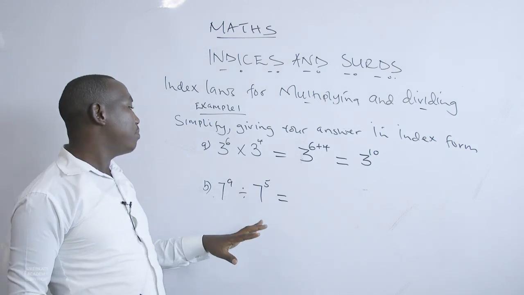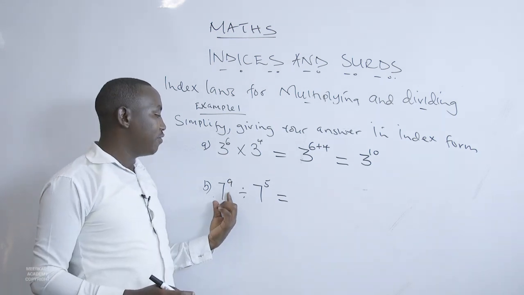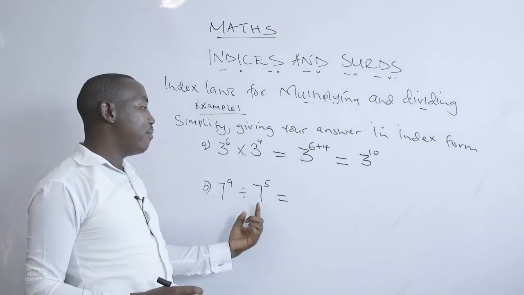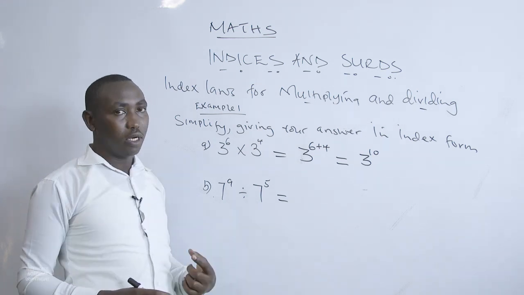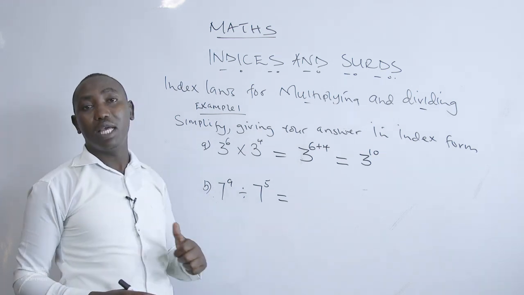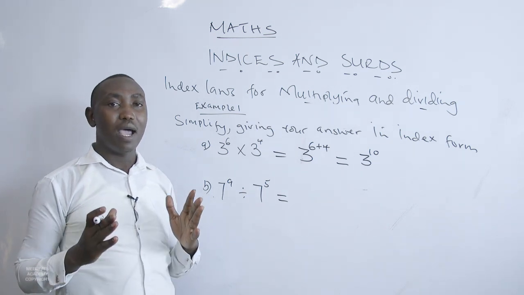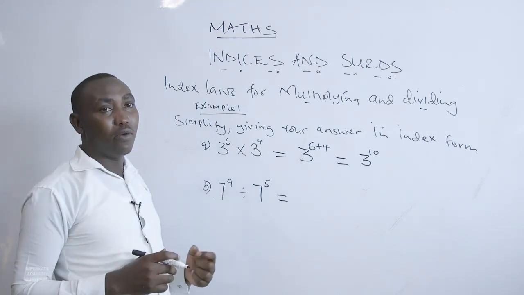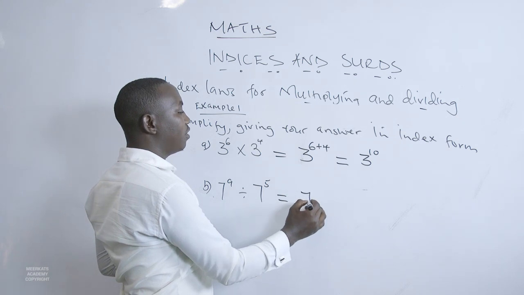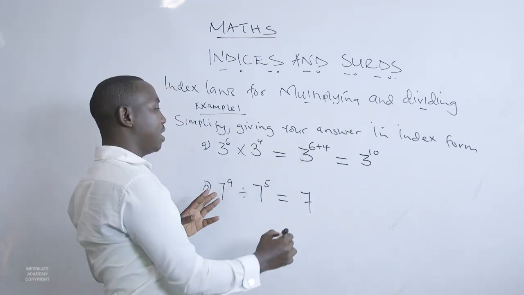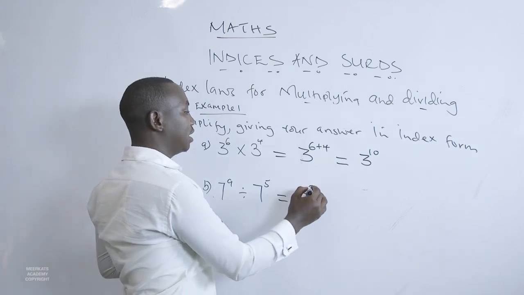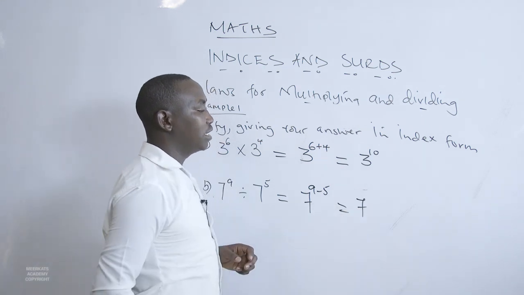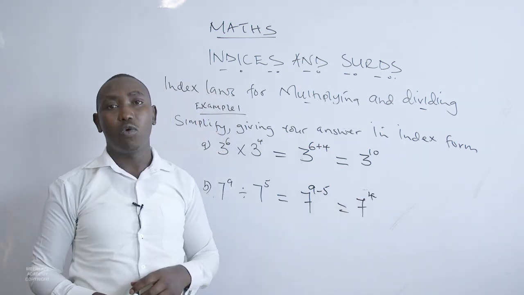For division, the same thing is going to happen. We have 7 raised to power 9 divided by 7 raised to the power of 5. Again, the bases are the same. The rule here is division, so whenever we are dividing bases or factors which are the same, we subtract. We write down the common factor, then find the difference of the powers, that is 9 subtract 5. 9 subtract 5 gives us 4, and therefore the answer is 7 raised to the power of 4.